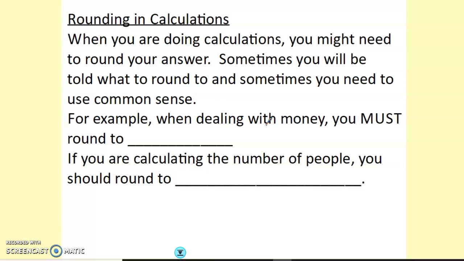For example, if you're rounding money, then you must round to 2 decimal places, because money is always given in 2 decimal places. If you're calculating something and it's talking about the number of people or the number of whole things, we need to round to the nearest whole number.